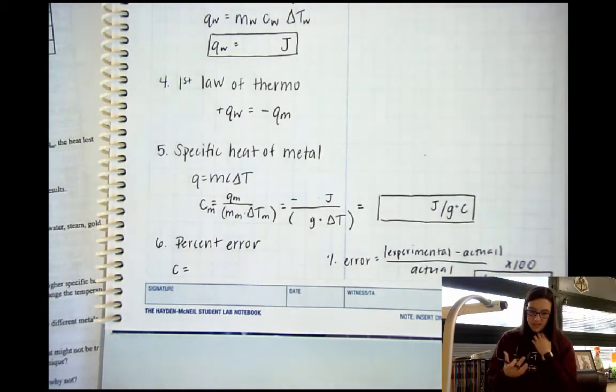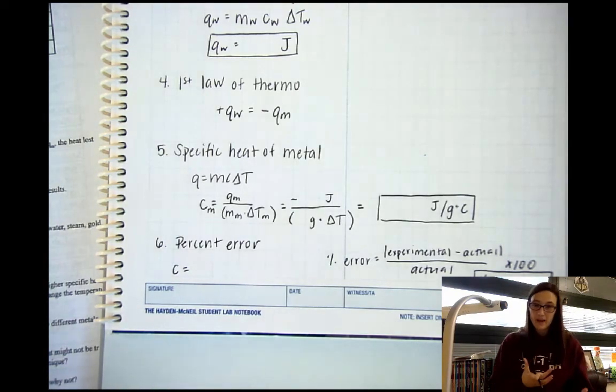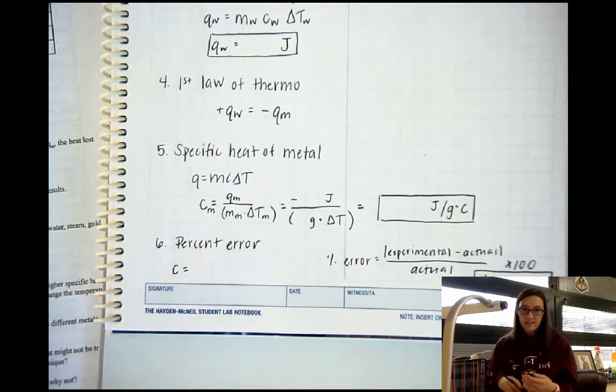Remember, the lower the percent error, the better. Now, if it's a high percent error, don't worry. When I did this, I got a 97% error for one of the metals. So it's okay if it's high. That's why we look at sources of error.